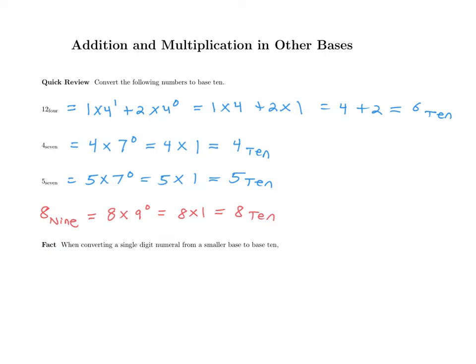When converting a single digit from a smaller base to base 10, the digit remains the same, and that's the end of this fact. The digit remains the same. We will use this fact in a couple of the computations later in this section.